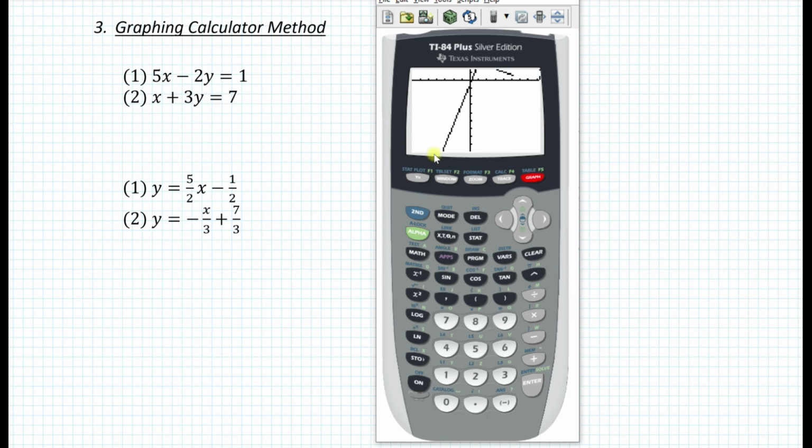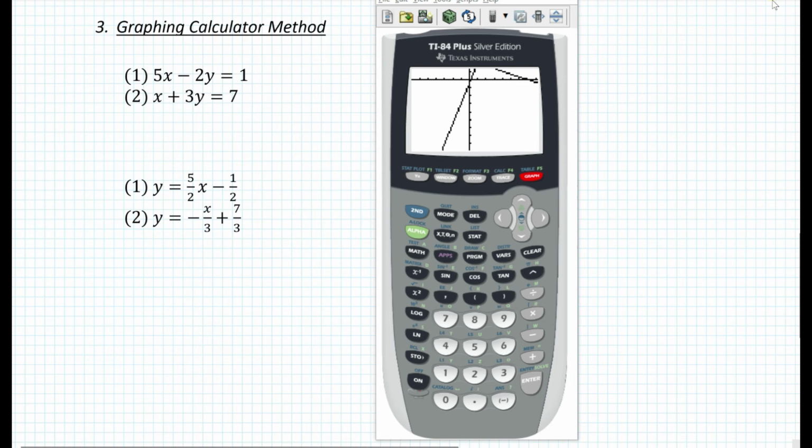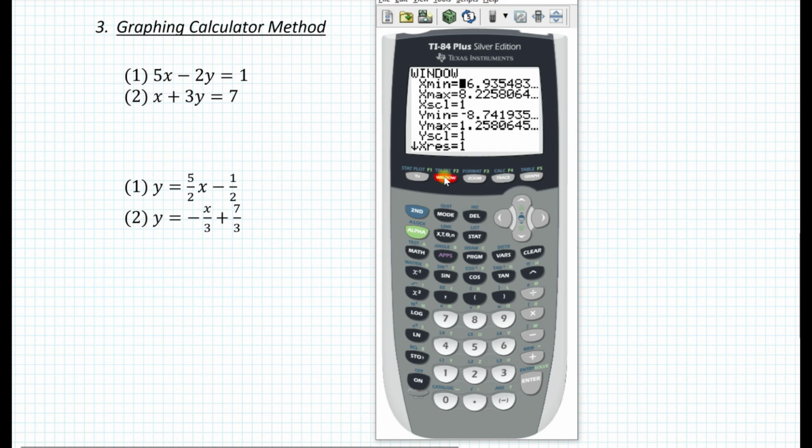Now notice that not both equations are completely shown here. Specifically, the intersection point is not shown. So how do you fix this problem? What you can do here is click on Window, and now you can specify what the range should be for the x and y-axis, okay? So for example, let's say we take a minimum value of -10 and go all the way to +10 on the x, okay?